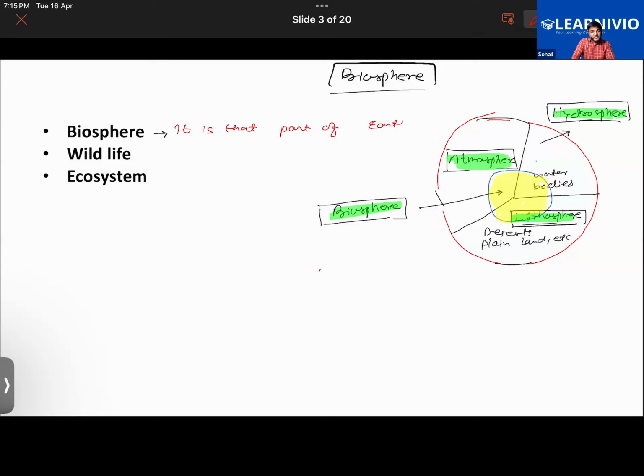It is that part of Earth in which living organisms exist.